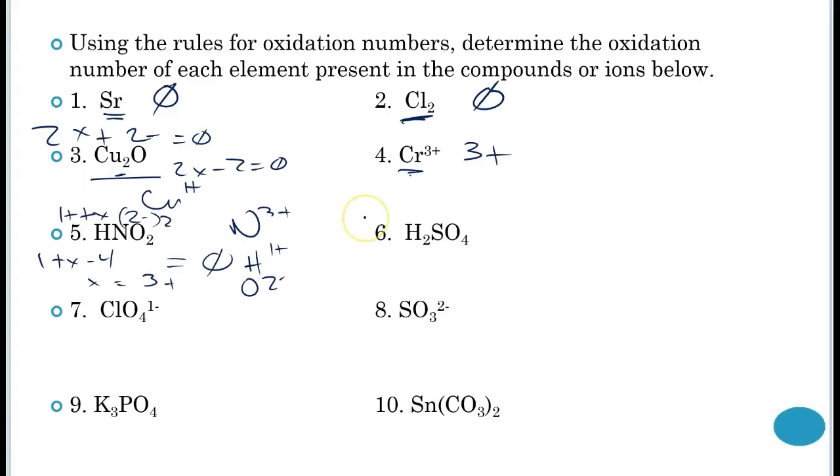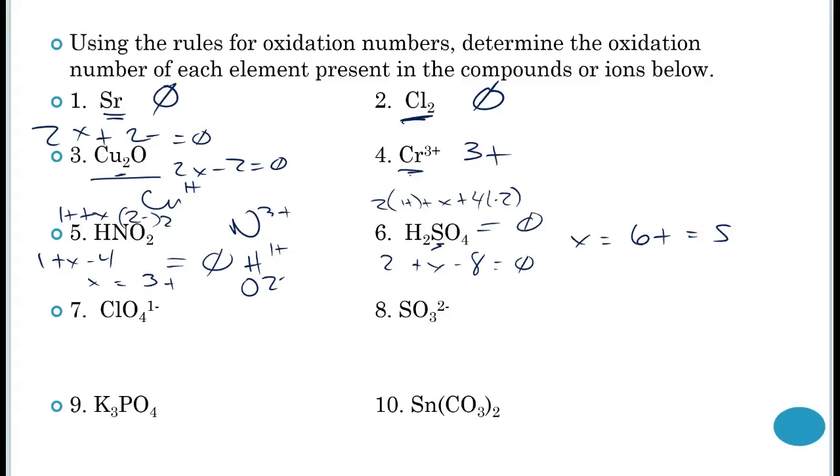Okay, inside here, again, it's a compound, so that means the sum of it is going to be 0. I have 2 times +1. I don't have a rule for sulfur, X. I have a rule for oxygen, 4 times -2. So I've got 2 plus X minus 8 equals 0. X is therefore 6, and that's the value for sulfur. Sulfur's oxidation number is a 6.